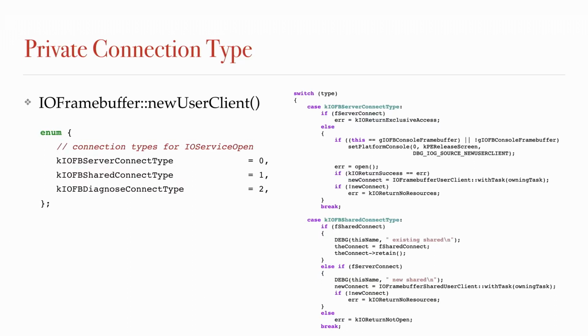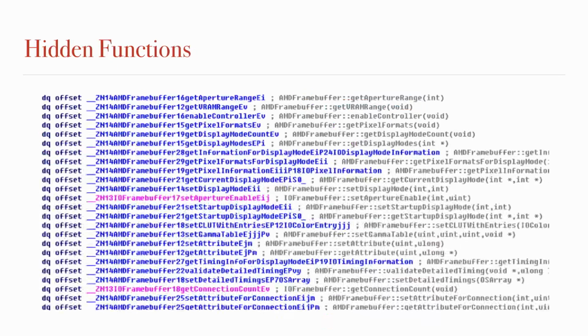For example, here is the code snippet of the frame buffer new user client function. It has 3 connection types. We can connect to the shared and diagnose user clients in user space, except the server type. However, there are also many external methods for this connection type, so it will be a good place to research.